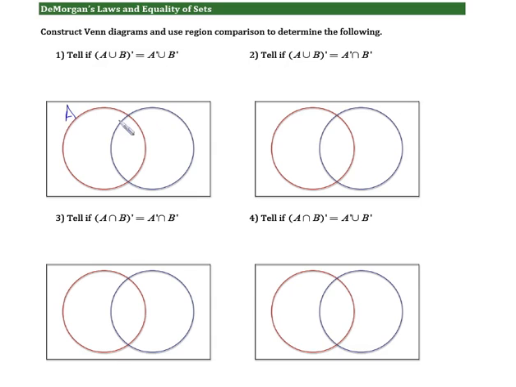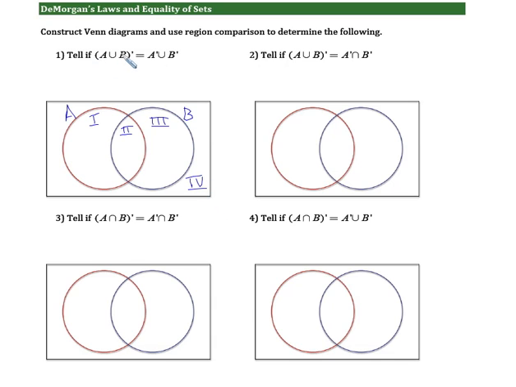So we'll call this one A and this one B. And we want to tell if the complement of A union B is equal to A complement union B complement. And we're going to use region comparison to do this. So in a 2-set Venn diagram, we actually have 4 regions. We label them 1, 2, 3, and 4.